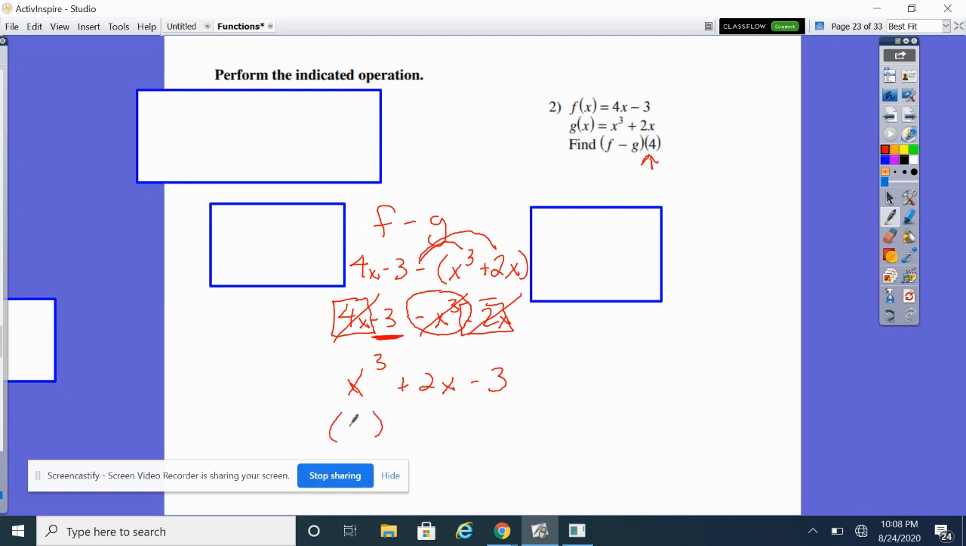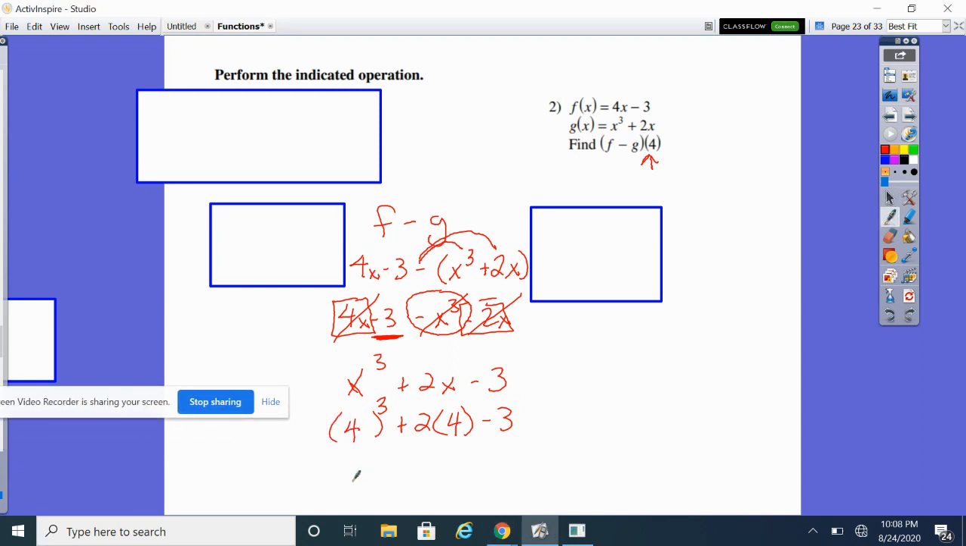So again, anywhere you see a variable, we're going to plug in that 4. Instead of the x, we're going to plug in the 4. 4 cubed, 4 times 4 times 4. You can put it in your phone calculator. You're going to get 64. Boy, again, this is in my way. Let me slide it out. Here we go. 64 plus 2 times 4 is 8 minus 3. 64 plus 8, what is that? 72 minus 3. That means this one is equal to 69.